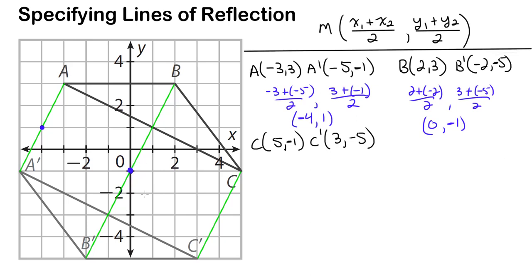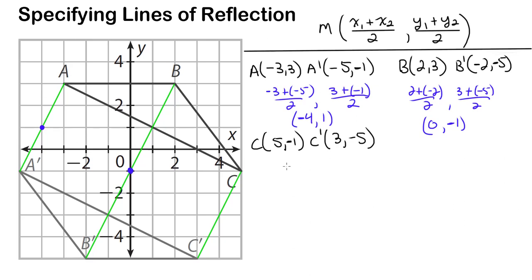And again, had I counted to get from B prime to B, I would go up 1, 2, 3, 4, 5, 6, 7, 8 steps, and to the right 1, 2, 3, 4. So half of up 8, right 4 would be up 4, right 2, and that again puts me in that same spot.